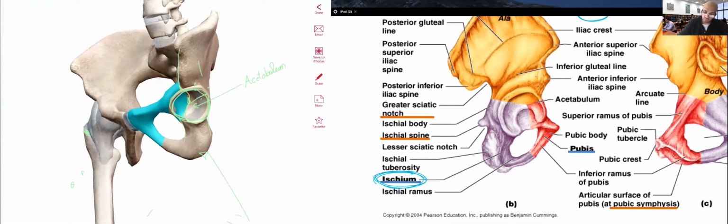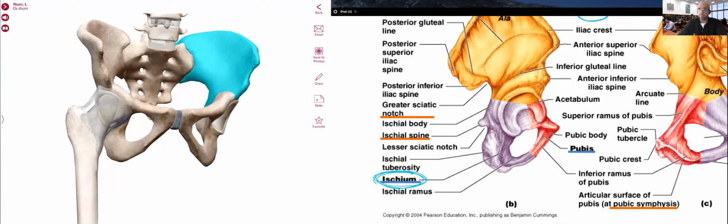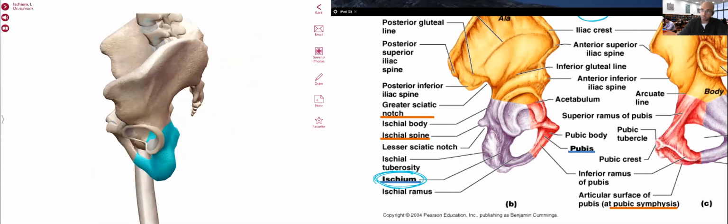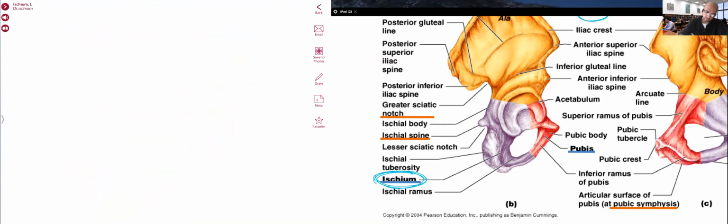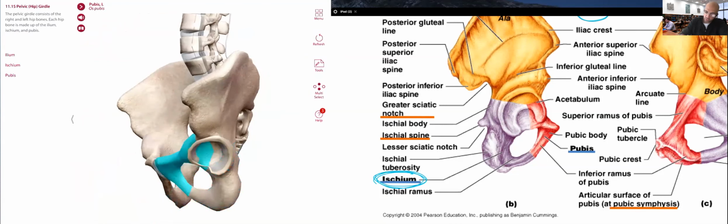So again, what are the three bones here forming the coxal bone? What do we call this first one? Ilium. How about this one on here that we're sitting on right now? Ischium or ischial bone. And the third one on here is going to be my pubis or pubic bone. So ilium, ischium, and pubis.